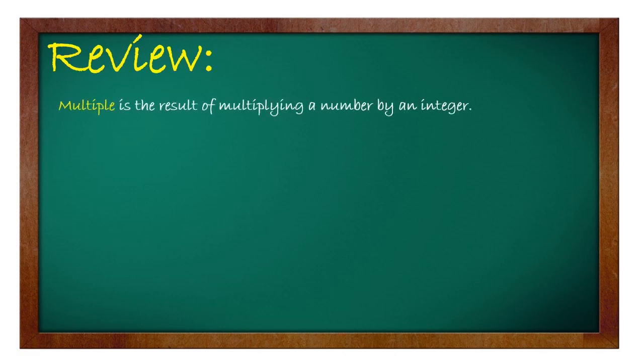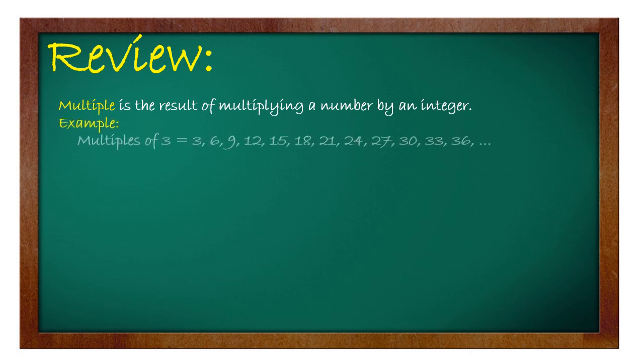So, pag sinabi nating multiple, it is the result of multiplying a number by an integer. Sa madaling sabi, pag sinabi nating multiple, ito yung skip counting. So, di ba nung grade 1, 2, 3 tayo, nag-skip counting tayo. So, skip counting by 5, skip counting by 2, ang tawag doon. It's a multiples of 2, it's a multiples of 5.